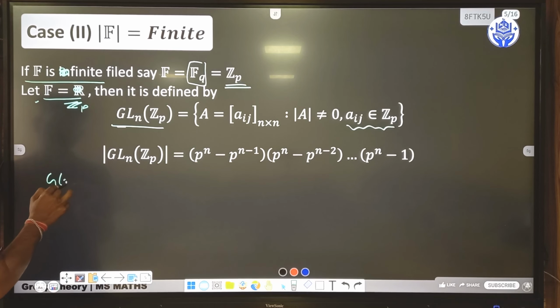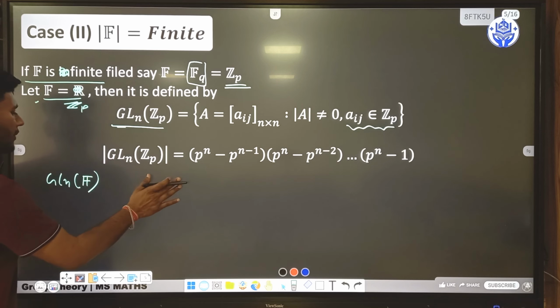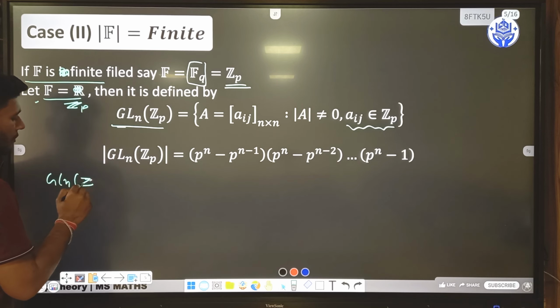So just see here. The definition is GL_n over the field F. So whatever field you have, that is my Z_p, so it will be Z_p. So here it is p and n.